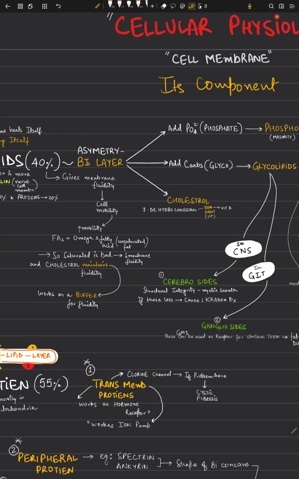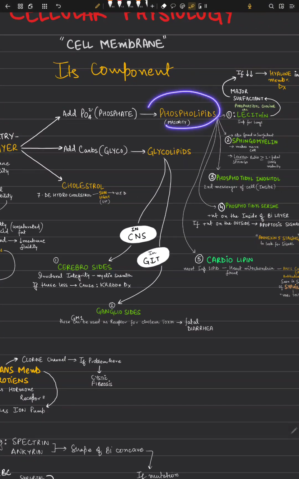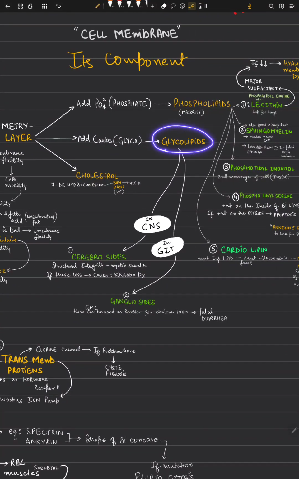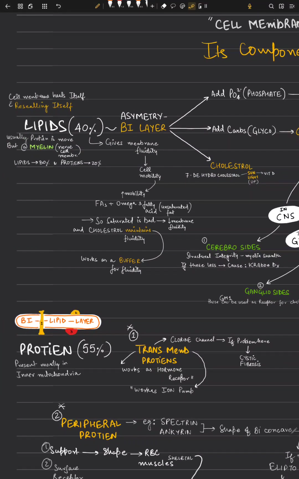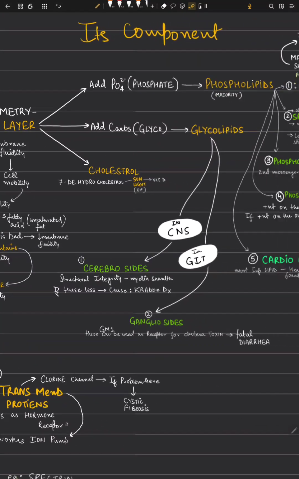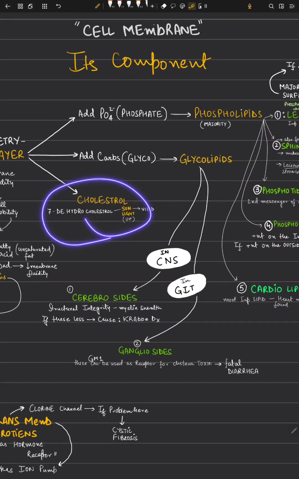We don't want it to be immobile. If we add a phosphate group to these lipids, we get phospholipids. That's one type. If we add carbs to the bilayer, we get glycolipids, because glyco is carbs. If we add cholesterol, it's just cholesterol. So we add phosphate, it comes as phospholipid; we add carbs, it comes as glycolipids; we add cholesterol, it's cholesterol.